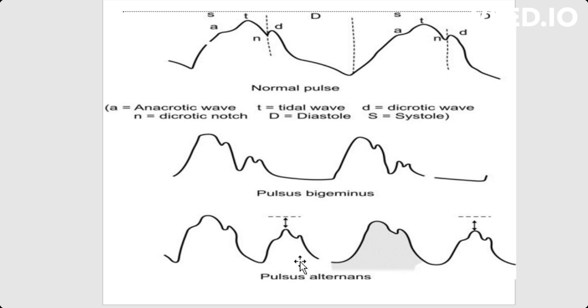And the last one is called the pulsus alternans, whereby there is an alternation of a strong pulse and a weak pulse. Strong pulse and a weak pulse. That is called the pulsus alternans.